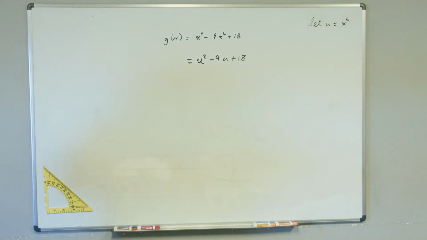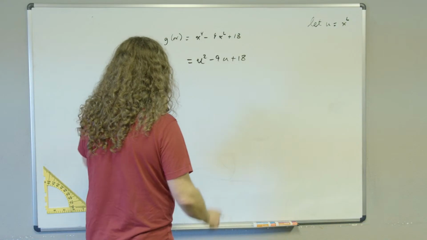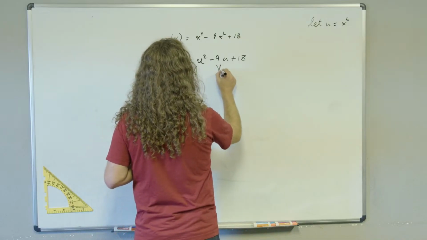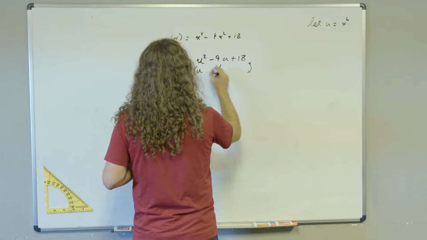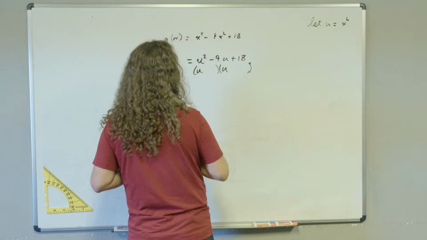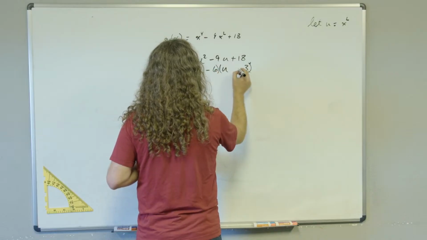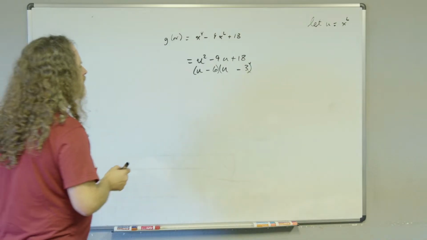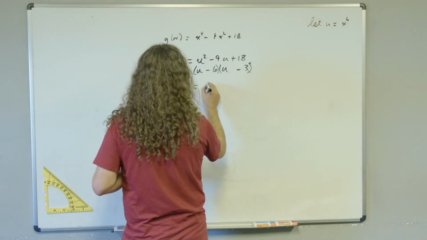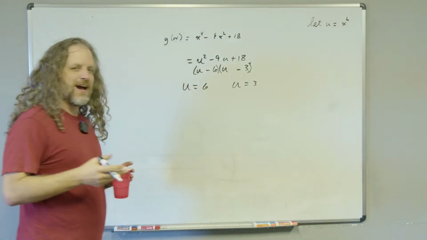Okay, so now what can we do to factor this? We can do open parentheses, U, and then 3 and 6, and both are negative. So minus 3 and minus 6. And then we get U equals 6 and U equals 3, right? Easy peasy. Now what do we do?